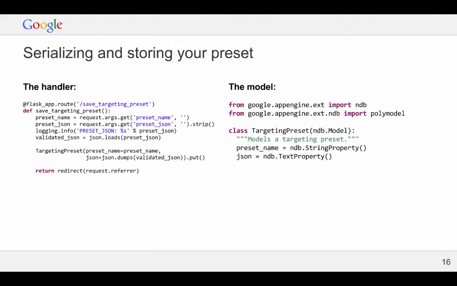The targeting that we built was a dictionary, and for all intents and purposes, can be loaded and deserialized into JSON in Python. So we strip out the white space, and then we load it into validated JSON. That was a little bit of a check to make sure that what you're sending over is a valid targeting expression. And then we save that as a targeting preset object, and we dump out the validated JSON into a string, and we redirect the user back to the starting point. The model is equally simple. It's an NDB model, and it has two fields, just the preset name and the JSON.